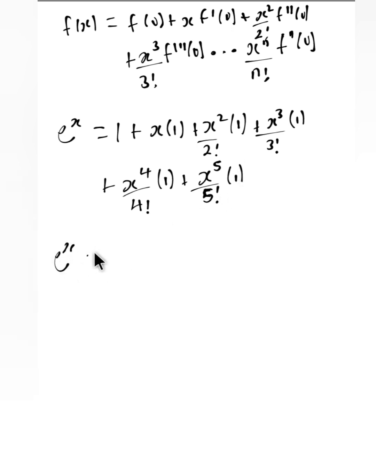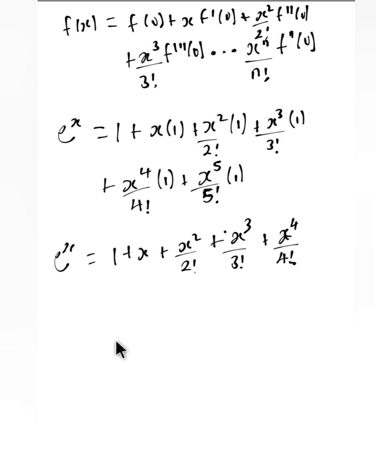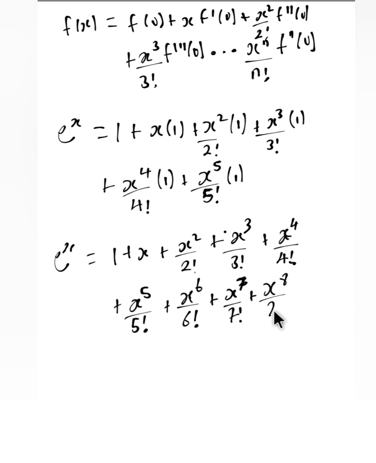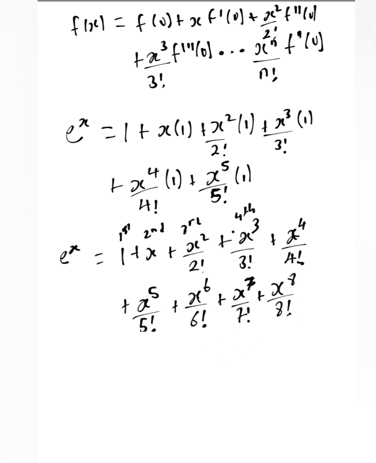So the exponential of x is equal to 1 plus x plus x squared over 2 factorial plus x to the power 3 over 3 factorial plus x to the power 4 over 4 factorial plus x to the power 5 over 5 factorial. Now if we want to continue the process, it is plus x to the power 6 over 6 factorial plus x to the power 7 over 7 factorial plus x to the power 8 over 8 factorial. This is the expansion of exponential x using the Maclaurin series.